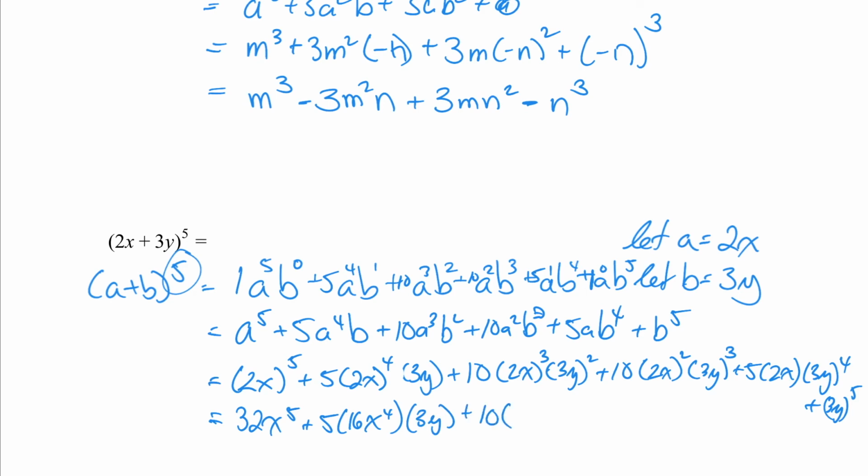2x cubed, so 2 to the power of 3 is 8 x cubed. 3 squared is going to be 9, so there's going to be 9y squared. Then the next one is going to be 10 times, well, 2 quantity squared is going to be 4x squared. 3 cubed is 27 y cubed. I'm running out of room.